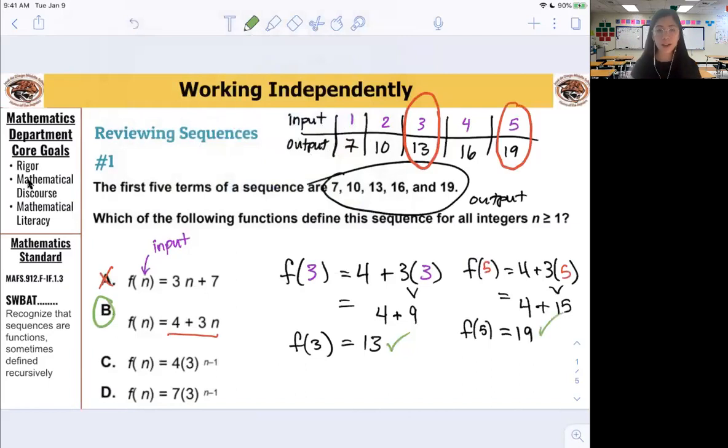Now you could go on and check C and check D just in case, but I will tell you right now that they will not give you the right answer. So therefore, B is correct.